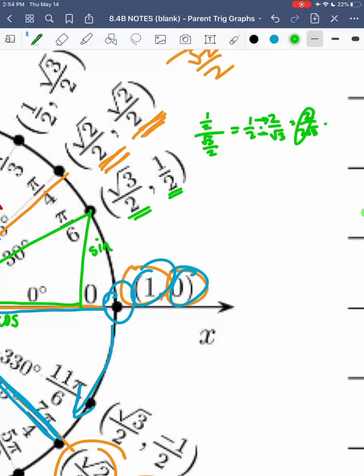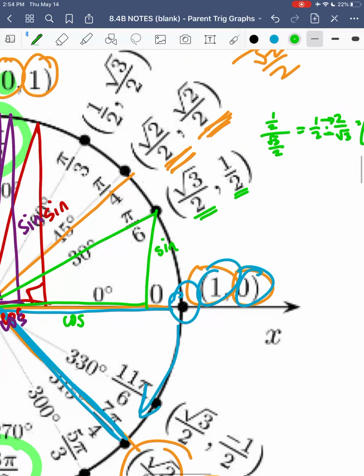But then, this 2 over 2 is like a fancy 1, so it's like 1 over square root 3. If you want to be really good and rationalize the denominator, then you'll get square root 3 over 3. But sometimes we don't really worry about that. Anyway, it's like 1 over square root 3.